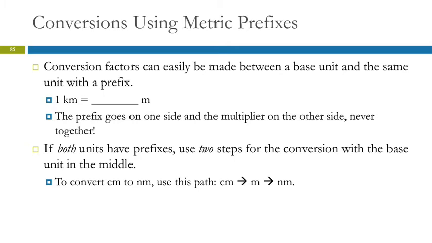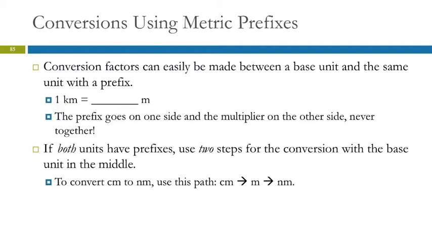So let's look at metric prefixes. Conversion factors can be easily made with metric prefixes. If you have a base unit, meters, grams, liters, something like that, and the same unit with a prefix, it's very easy to make the conversion. So here I'm trying to look at kilometers and meters. This does not have a prefix. This does have a prefix. I have one prefix, so I can do this one in one step.